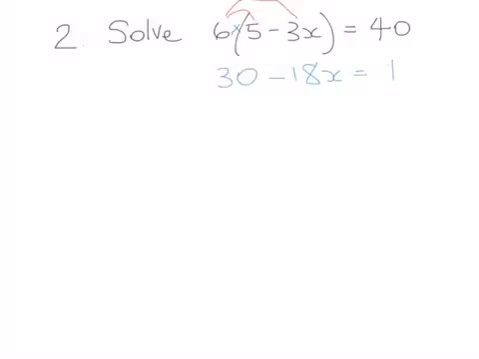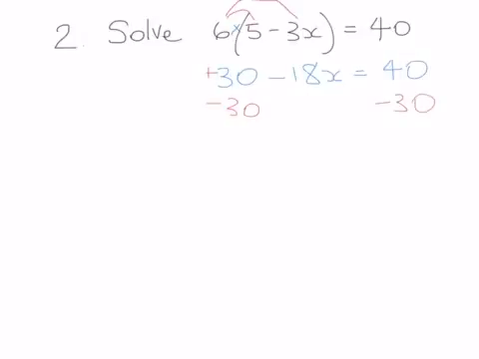And the 40, nothing happens to it. Now we're trying to get x by itself. It's got a minus 18 next to it, but the thing we're trying to get rid of is the 30, which is a plus 30. And the opposite of adding 30 is subtracting 30. Whatever we do to one side, we do to the other.